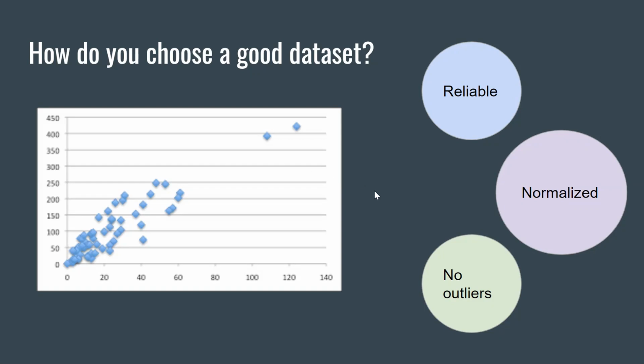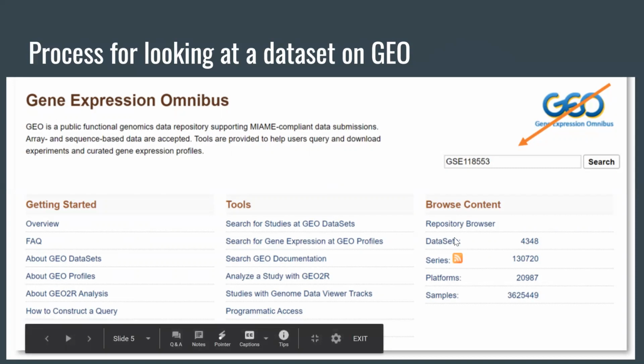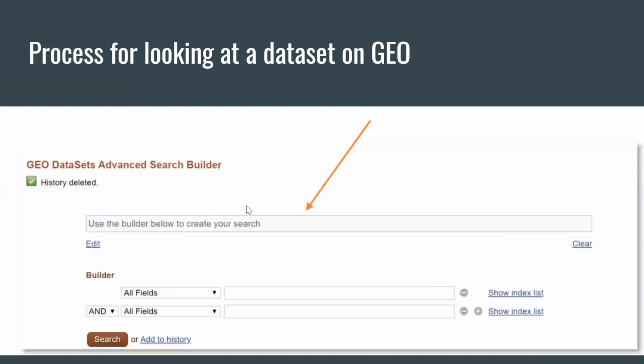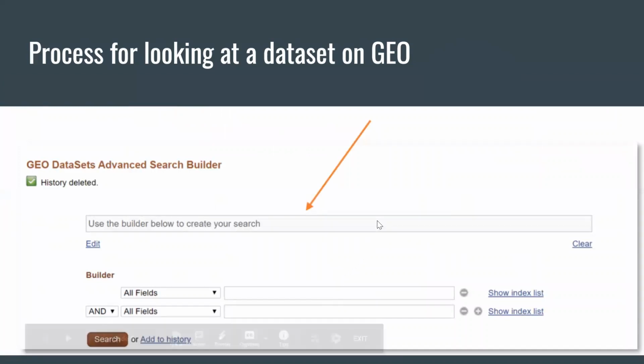So the next step would be looking for a data set on GEO. This is kind of how the screen would look for the Gene Expression Omnibus. If you already have a data set in mind, you can just go ahead and type in the name of the data set here and press the search button. Otherwise, you could even go to the search bar and type in what you're looking for specifically. For example, I could type in Alzheimer's and it would populate results with a bunch of related data sets. This is the advanced search builder. Right in the search box with the arrow, you would type in Alzheimer's and you would end up with a bunch of different results.